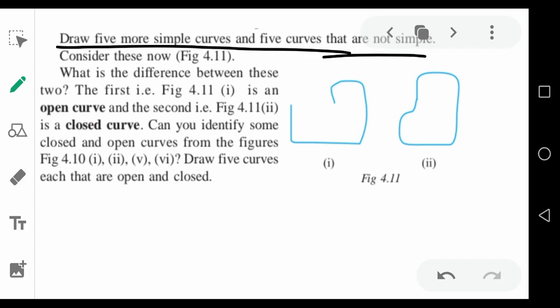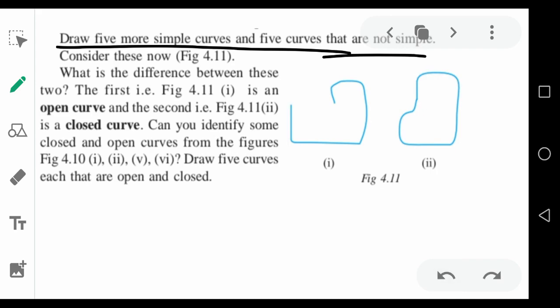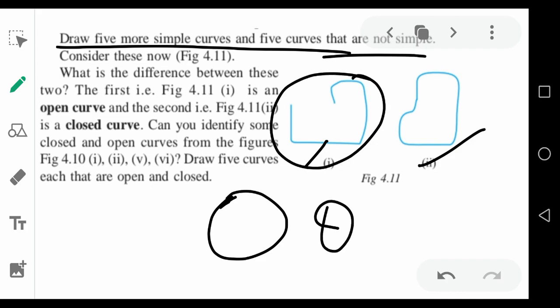Now, in this you can see 2 figures here. In this first one, this is not closed. Closed means like this. That means it will cover. No opening will be there. Okay. So this is not closed, but this is closed. So this curve you will call an open curve. That is not closed. Not closed means open only. This is an open curve. This is a closed curve. So before we studied 2 types, simple and not simple. Now we study open curve and closed curve.